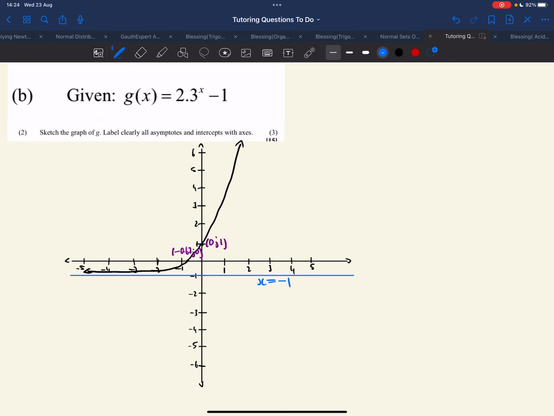and then that's how you can get all those 3 marks, right? So we labeled the asymptote, which is x equals -1, and we have also labeled our intercepts, which are 0, 1 as the y-intercept, and negative 0.63, 0 as our x-intercept.